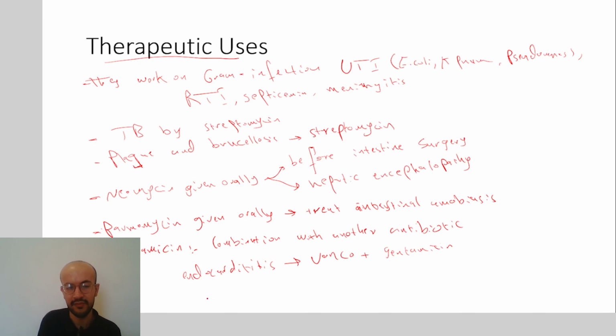And in case of peritonitis, which is a mixed infection, we use different antibiotics here. We use penicillin for the gram-positives in case of peritonitis, and we use gentamicin for the gram-negatives, and we use metronidazole for the anaerobic bacteria.